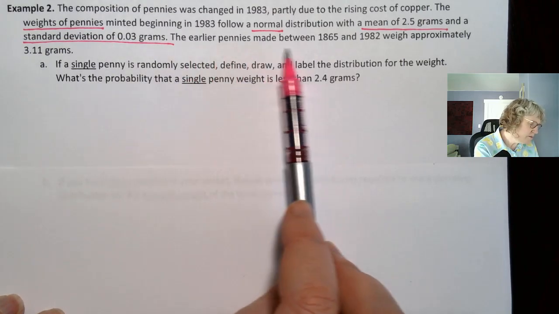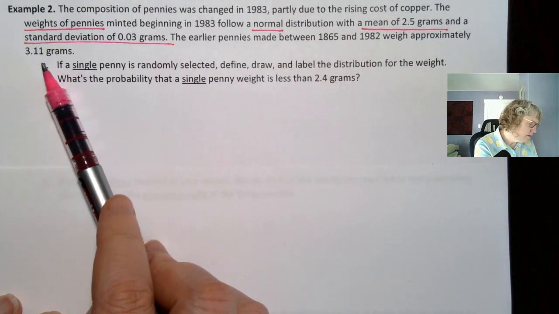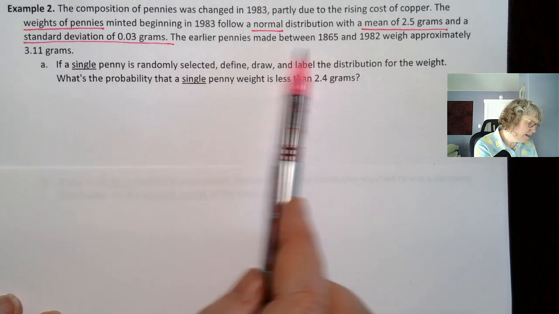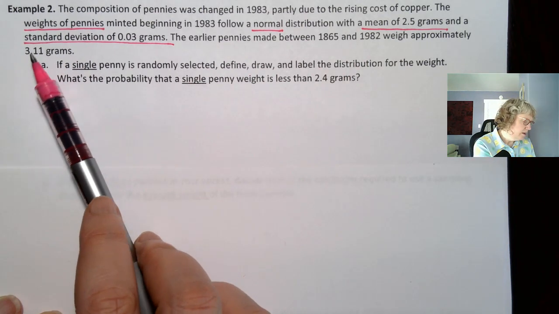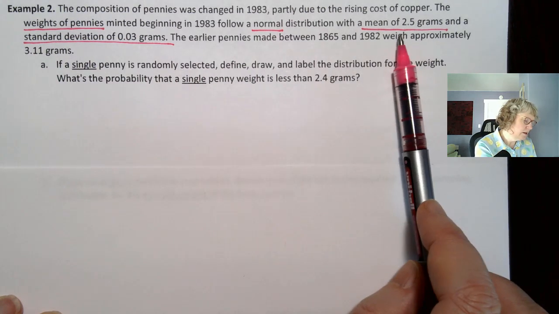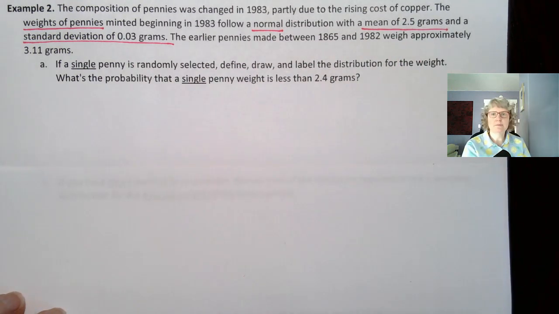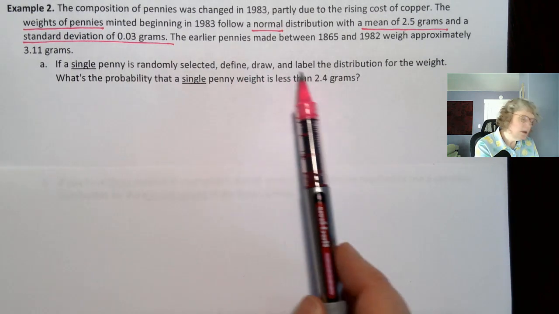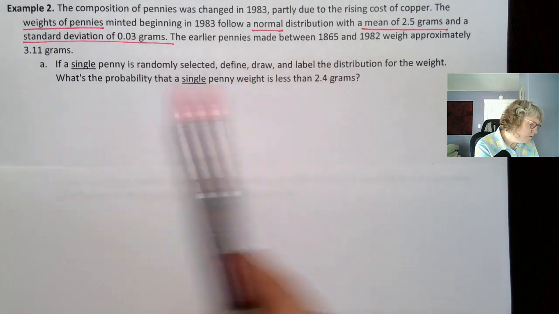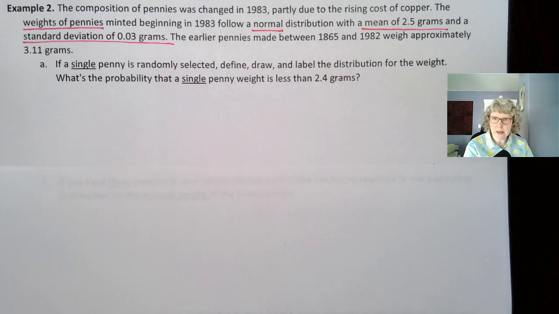The earlier pennies made between 1865 and 1982 weigh approximately 3.11 grams. Okay, this looks like it's probably extra information, but we'll see if we need it as we go along. But it does look like the old ones were heavier by over half a gram, and the new ones are lighter. Okay, so let's see what we're doing here. If a single penny is randomly selected, define, draw, and label, and you see that a lot, the distribution for the weight. What's the probability that a single penny weight is less than 2.4 grams?